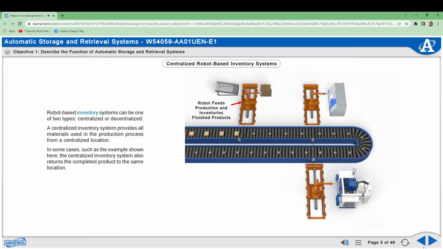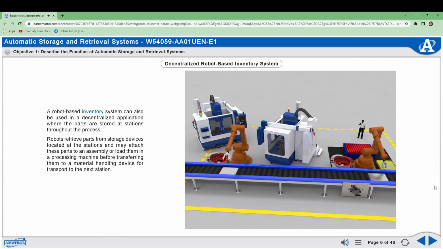A robot-based inventory system can also be used in a decentralized application, where the parts are stored at stations throughout the process. Robots retrieve parts from storage devices located at the stations and may attach these parts to an assembly or load them in a processing machine before transferring them to a material handling device for transport to the next station.